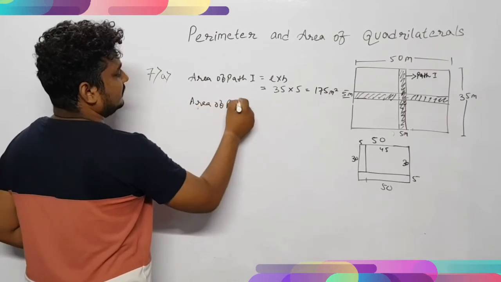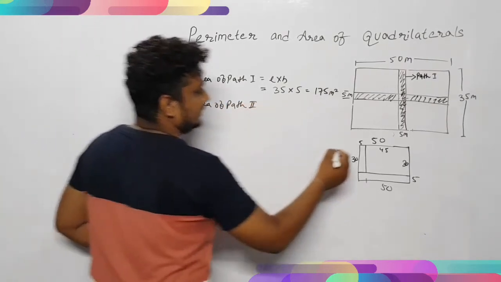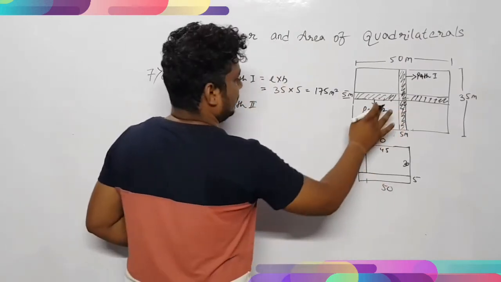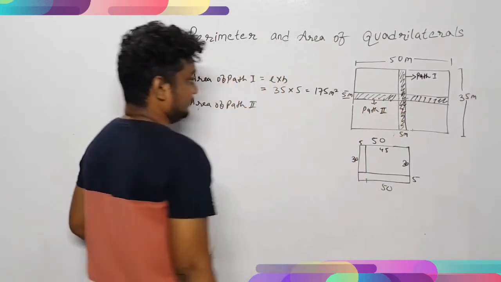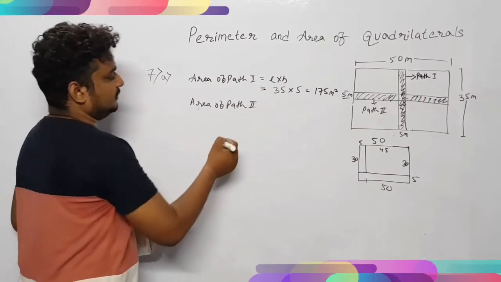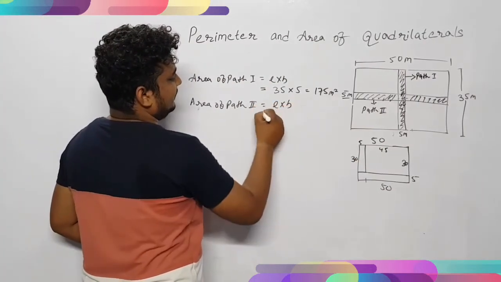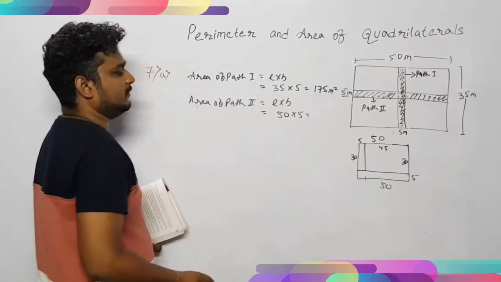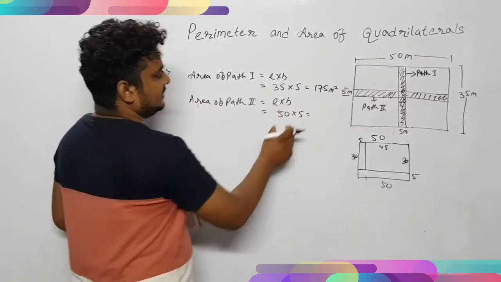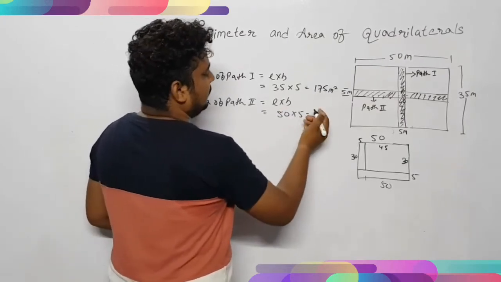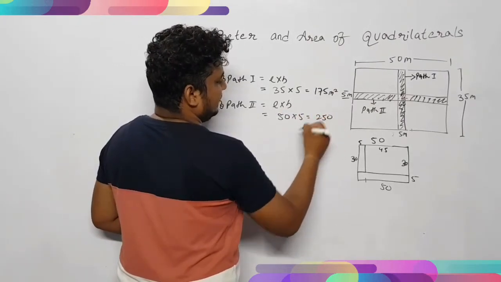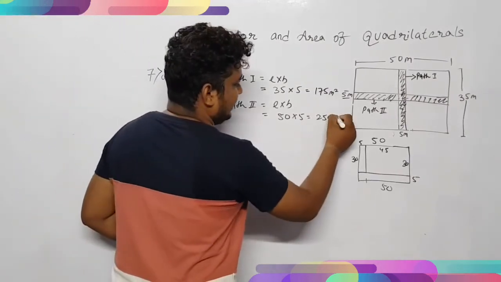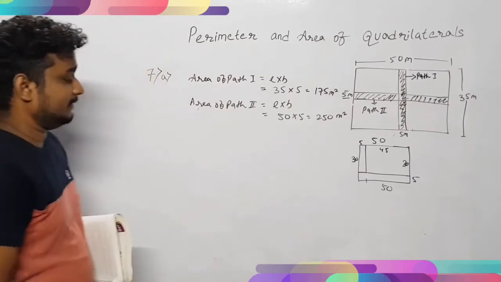Now the area of path 2. This is path 2, so we have marked this as path 2. Again, length into breadth, the length is 50 into 5. When 50 is multiplied with 5, we get 250. So this particular result we have got is 250 meter square. This is the area of the path.